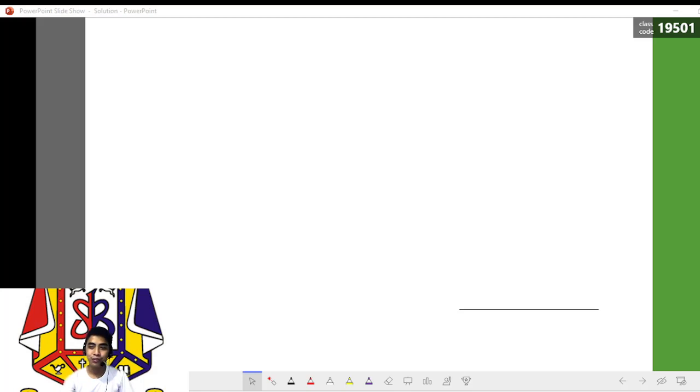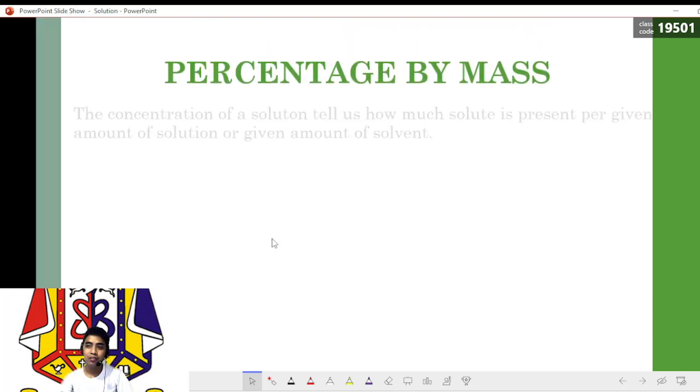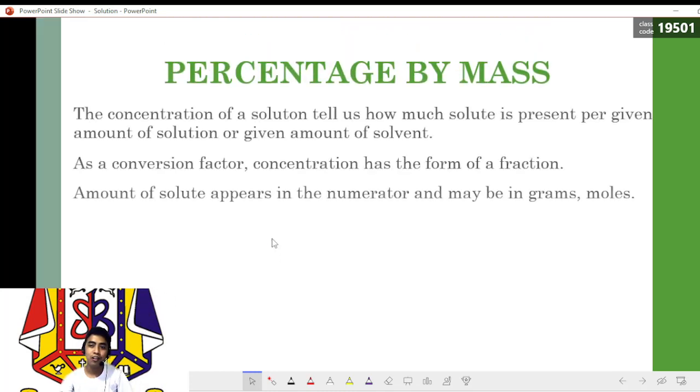So at this point, we are going to discuss, especially for solution concentration, percentage concentration by mass. Meaning, more on problem solving. We are going to talk about the formula or equation that we are going to encounter, which we will use to solve the following sample problems and practice exercises. So let me discuss this first.